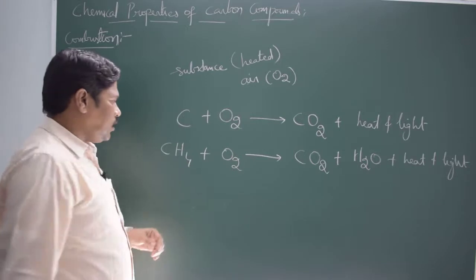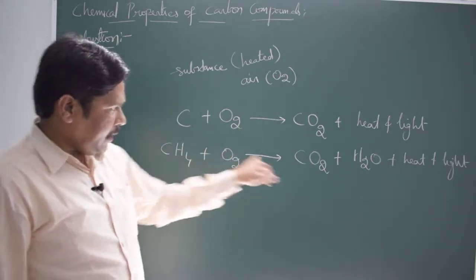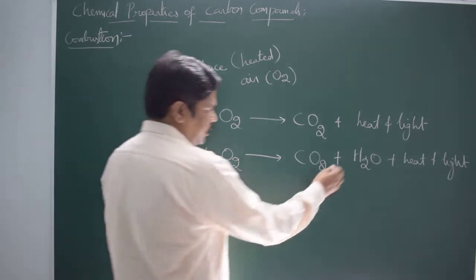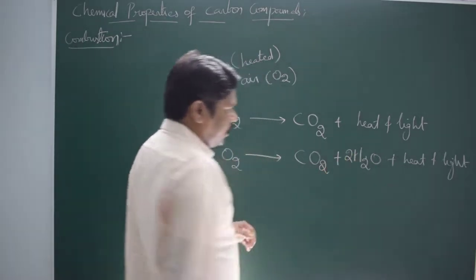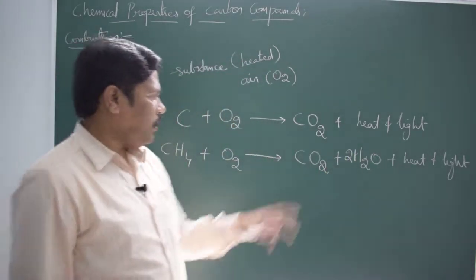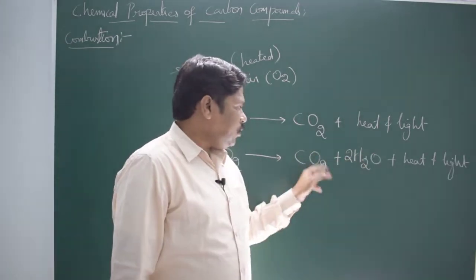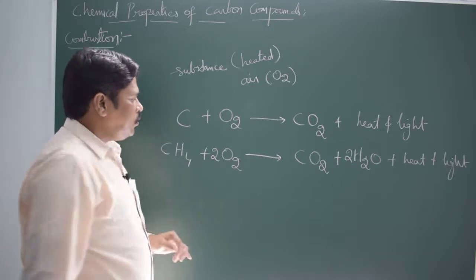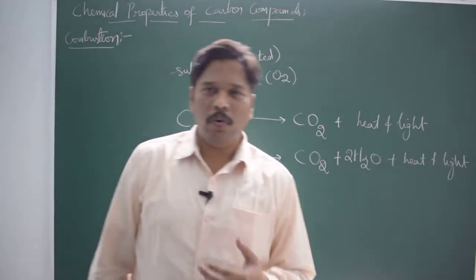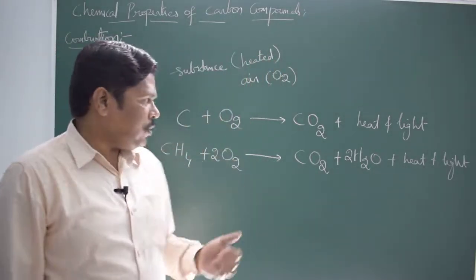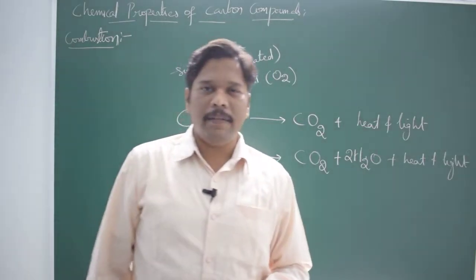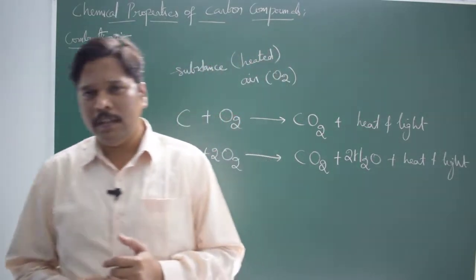So we'll balance this equation. One carbon atom. We have four hydrogen atoms. For this, I'm going to put 2 here. Two twos are four hydrogen. Then count the number of oxygen: here two oxygen and here two oxygen, so total four oxygen are there. So I'm going to put one more 2 in front of this, so 2O2.